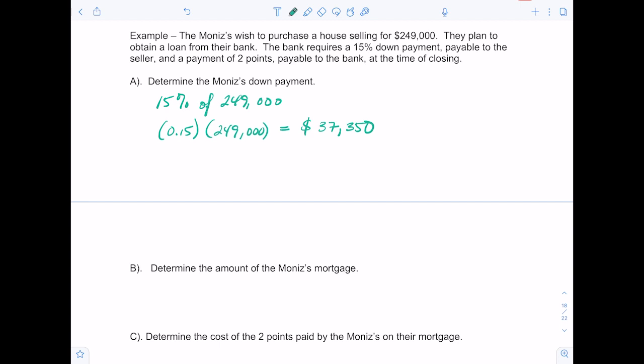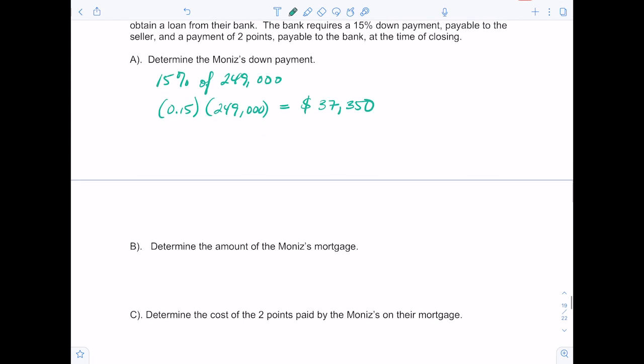So that is the down payment that the Monazes will need to come up with, and they will be paying that to the seller. So the seller will get that $37,350. Okay, so how much will the mortgage be?